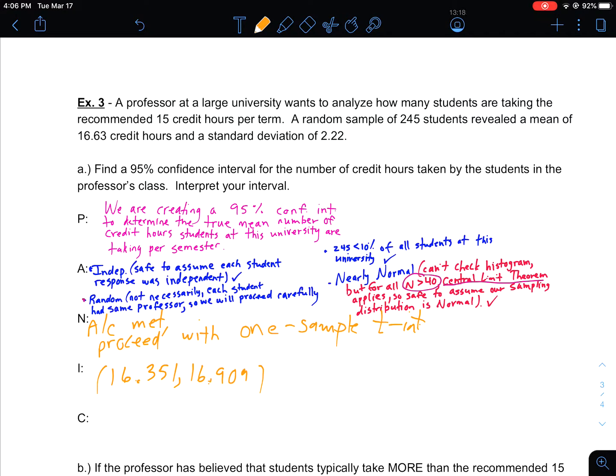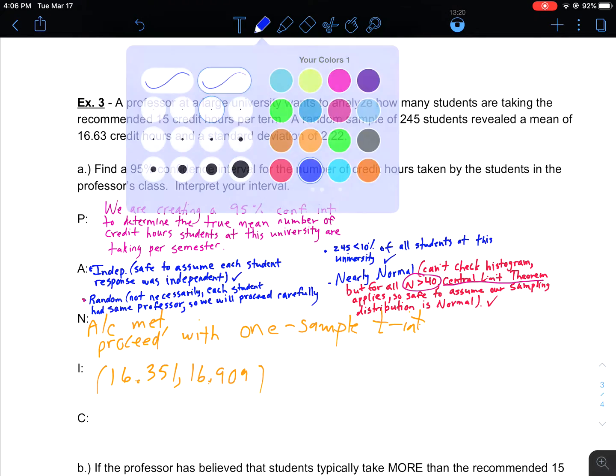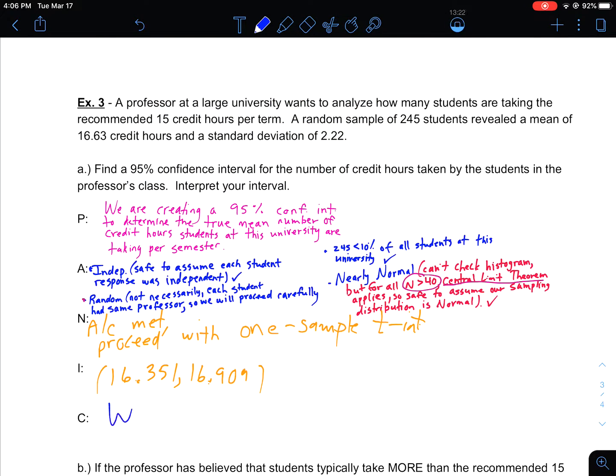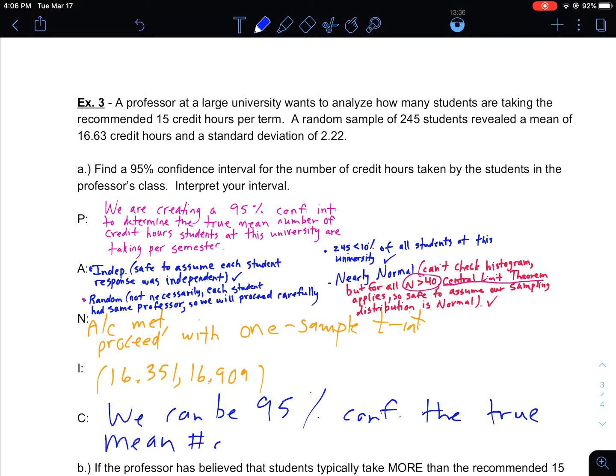Okay. So again, this right here is pretty much saying that they're probably taking more than 15. So again, we can be 95% confident the true mean number of credit hours being taken by students at this university.